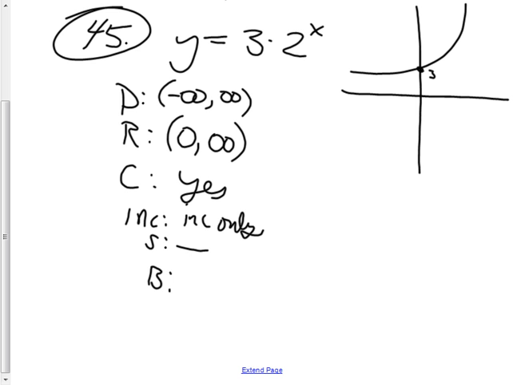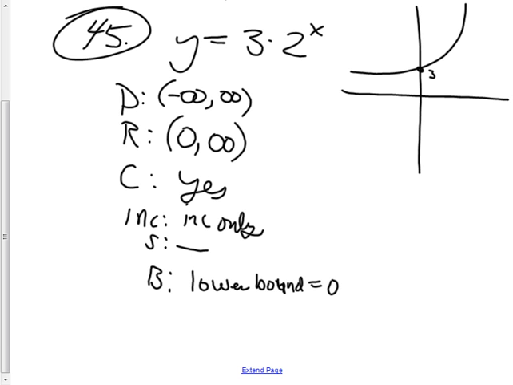Boundedness. Is this thing bound? No. It's got a lower boundary, but not an upper boundary. So why don't we say lower bound is 0. So it is kind of bound. It's sort of like in between. It's not completely bounded. It can keep going up forever, but it's got a lower boundary.